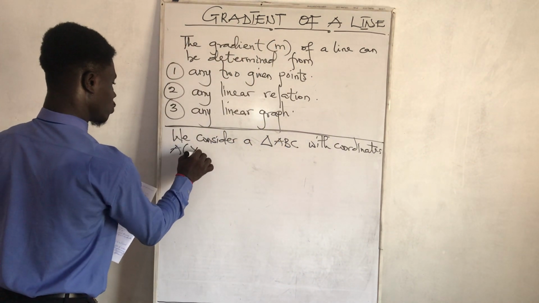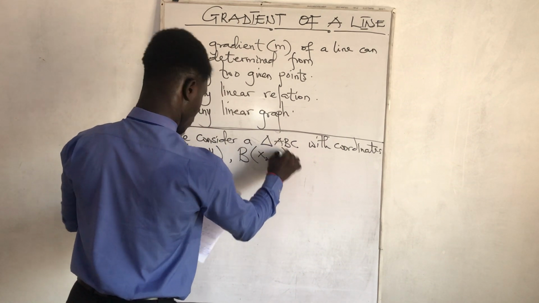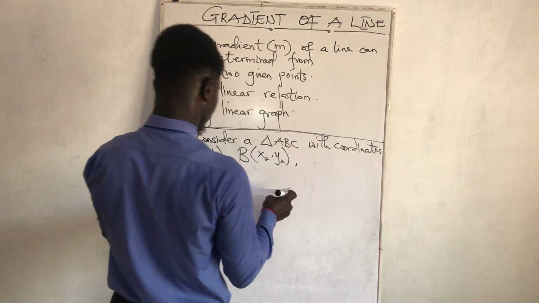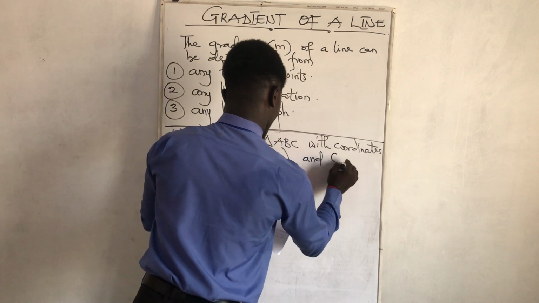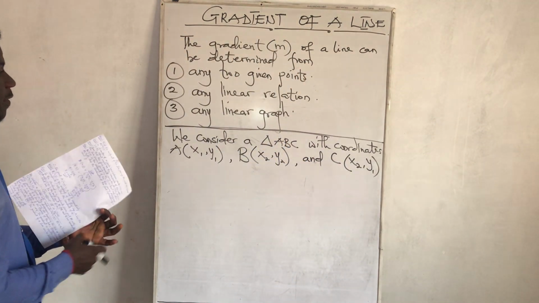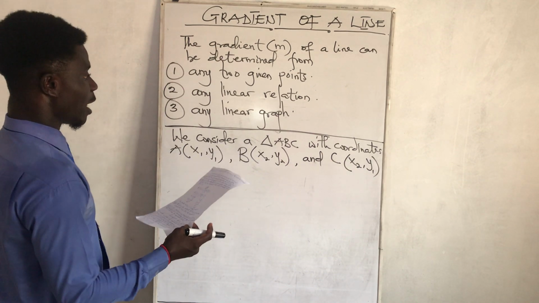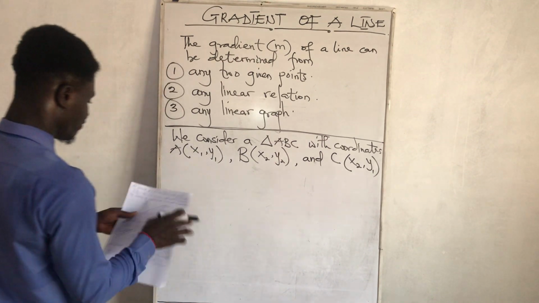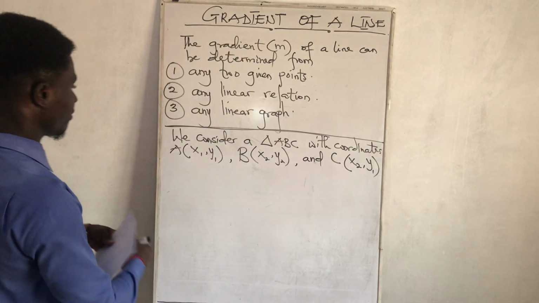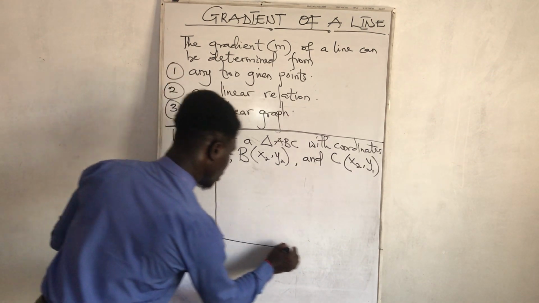A (x1, y1), B (x2, y2), and C, which we assume is (x2, y1), as shown in the diagram. So now let's see. The gradient of the line AB is given by, we can show it on the diagram shown below.